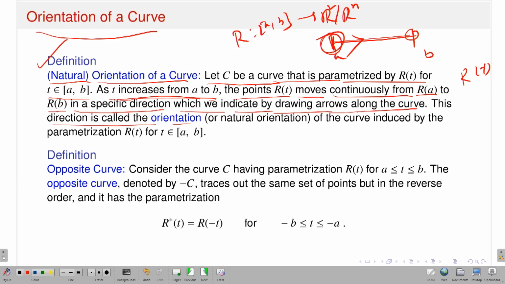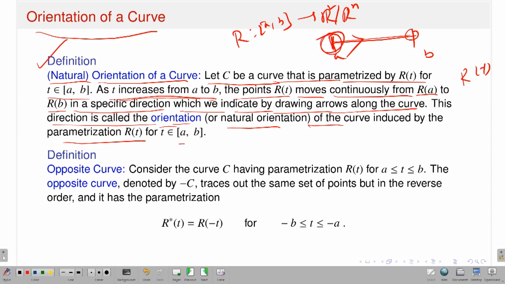This direction is called the orientation, or natural orientation, because the parameterization automatically induces a direction. So if I take a point t which starts from A and goes towards B, then the corresponding values R(t) will of course move along the curve in some specific direction. That direction is called the orientation, or natural orientation, of the curve induced by the parameterization.